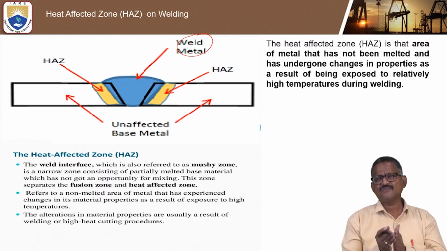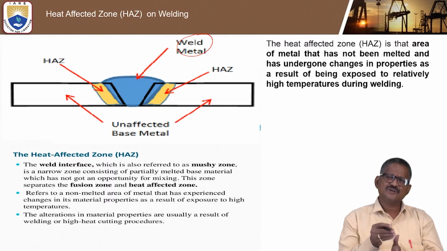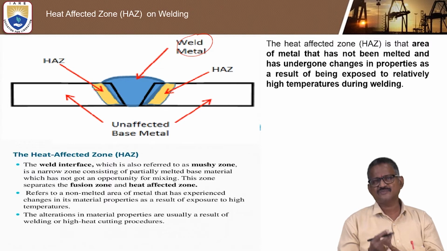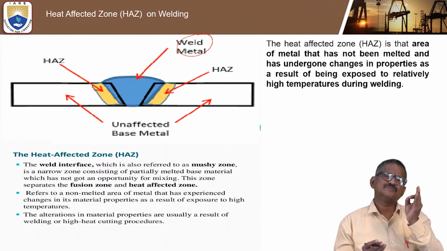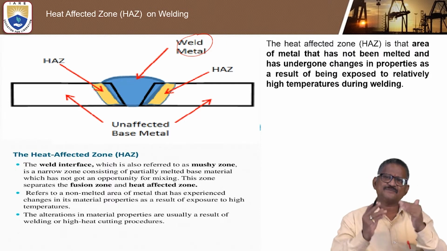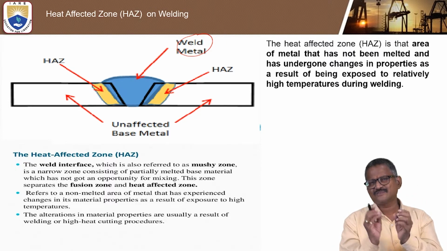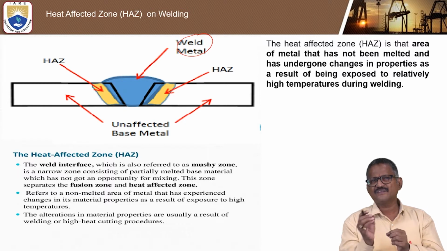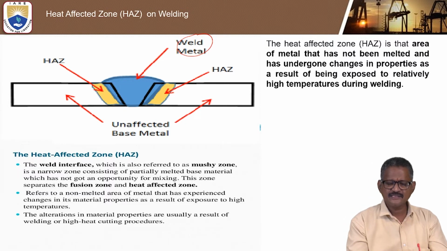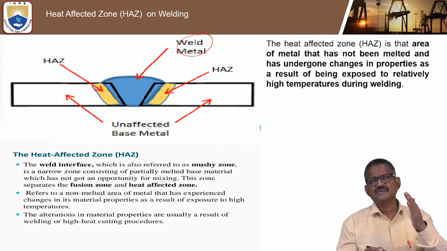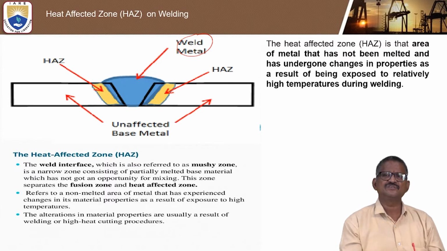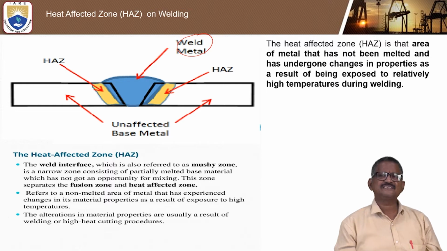While joining two metals with that electrode rod, some heat will be generated. Due to that heat, some affected zone will expand or compress, and some remains unaffected. Before welding, this is called the unaffected base metal. After the welding process, there is a heat affected zone. That is a very interesting point.